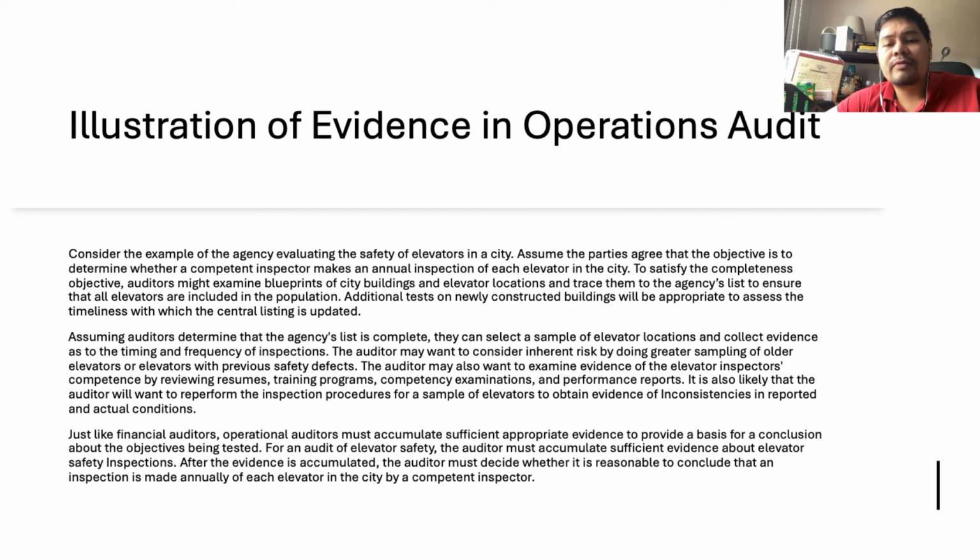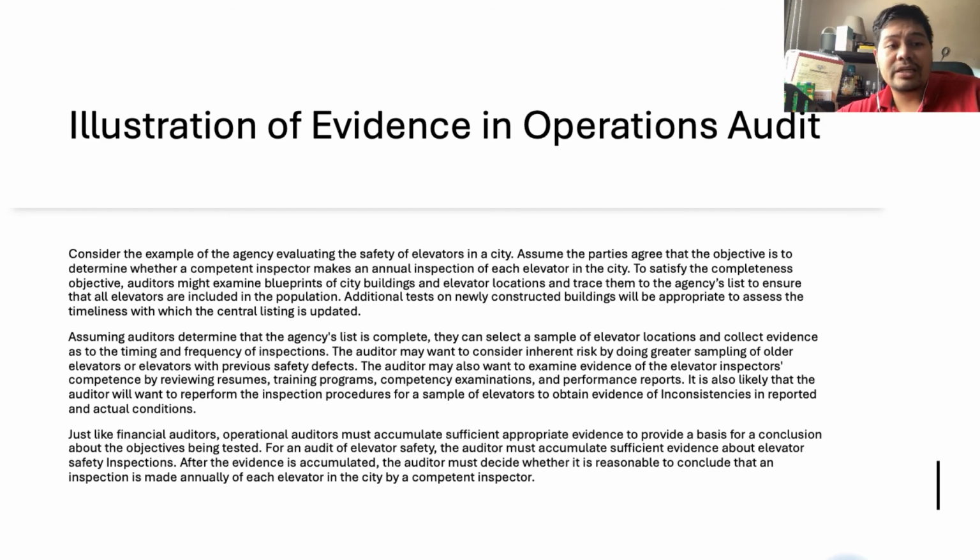Just like financial auditors, operational auditors must accumulate sufficient appropriate evidence to provide a basis for a conclusion about the objectives being tested. For an audit of elevator safety, the auditor must accumulate sufficient evidence about elevator safety inspections. After the evidence is accumulated, the auditor must decide whether it is reasonable to conclude that an inspection is made annually of each elevator in the city by a competent inspector.